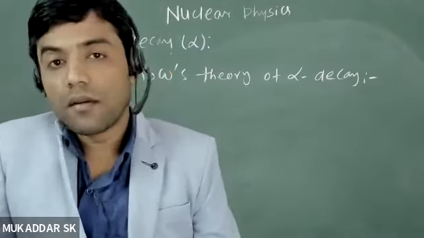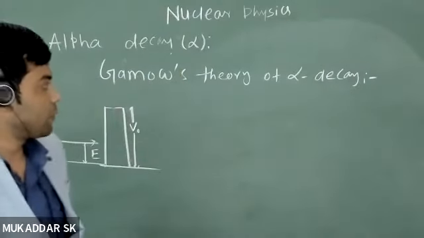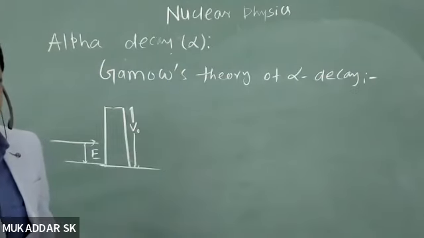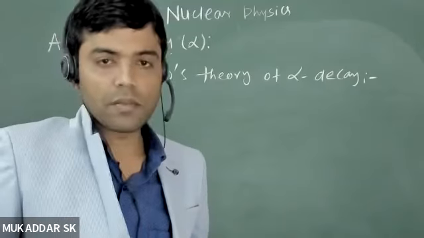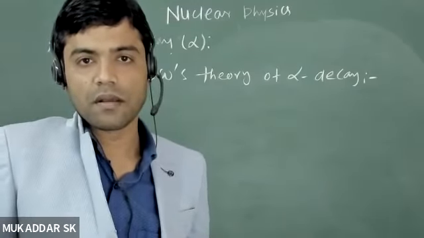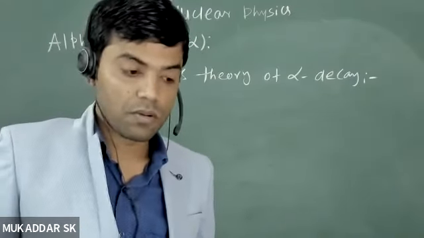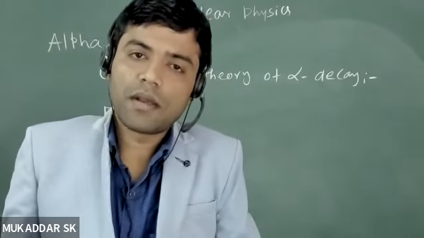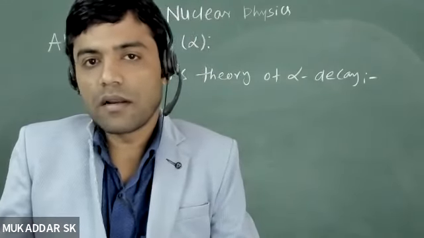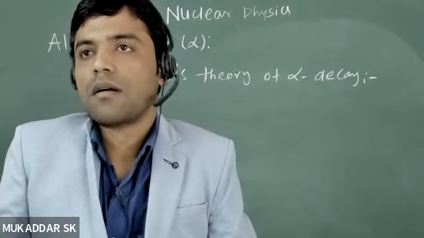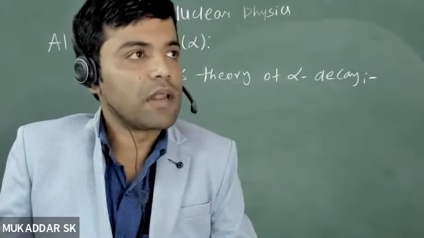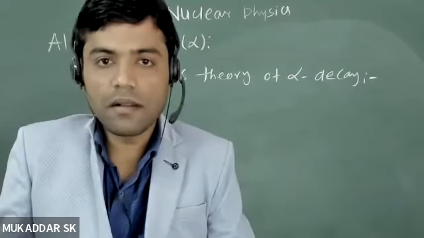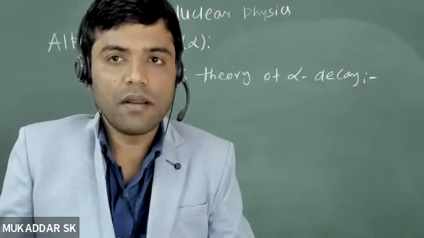When they measured the kinetic energy of the alpha particle, they got around 4 to 9 mega electron volt, while the barrier potential it suffers is about 28 mega electron volt. That was a very big puzzle for nuclear scientists, because according to classical mechanics, if a particle has less energy than the barrier height, it cannot escape. So the alpha particle cannot be emitted, because it has 4 to 9 mega electron volt and suffers a barrier height of 28 mega electron volt.